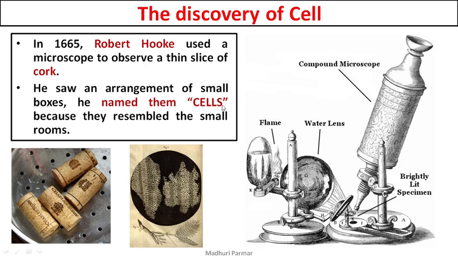Because these boxes looked like small rooms, he called them cells. Even today you might have heard of a jail cell, right? Somebody is locked up in the cell. So small rooms are called cells, and from that he named these small boxes he saw in the cork also cells.